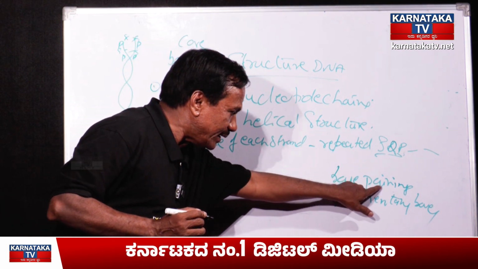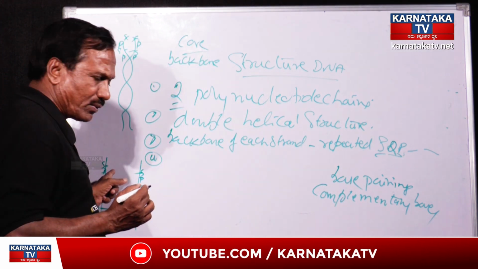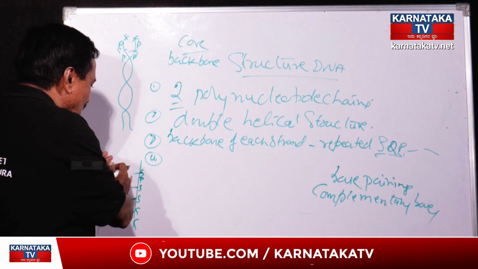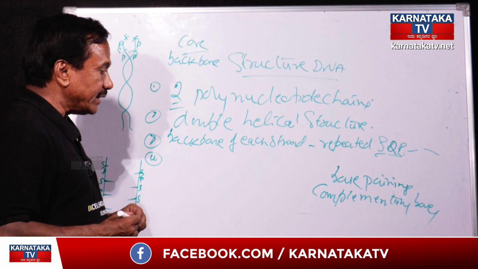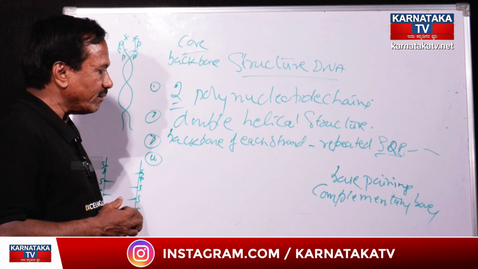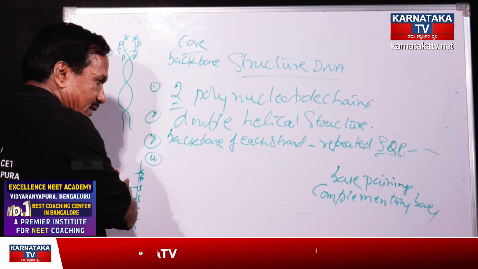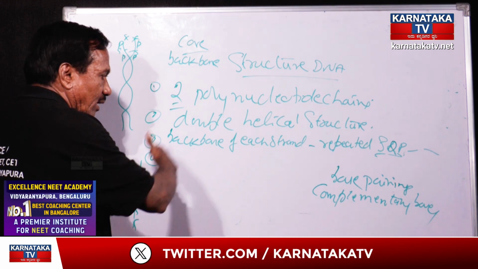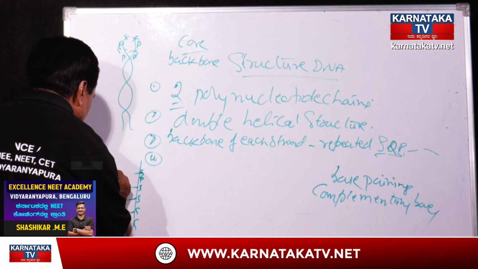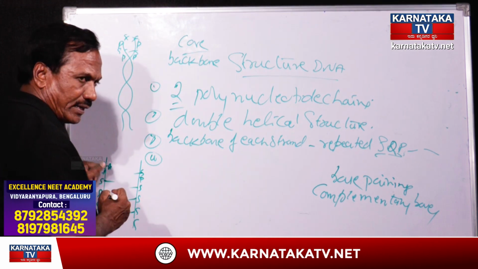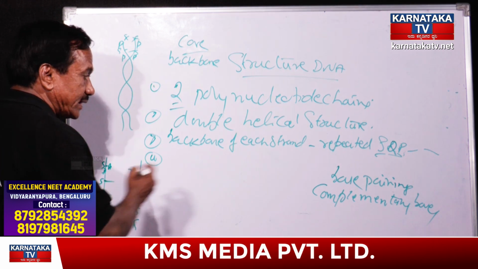It is a pairing of the nitrogenous bases in the DNA molecule where the purine is always paired with the pyrimidine. So base pairing is a pairing of the nitrogenous bases where the purine of one strand is always paired with the pyrimidine of the opposite strand. This is base pairing. For example, consider that this is adenine. This adenine is a purine. Okay, this is a pyrimidine. So this is base pairing.